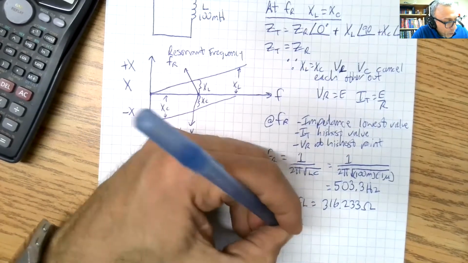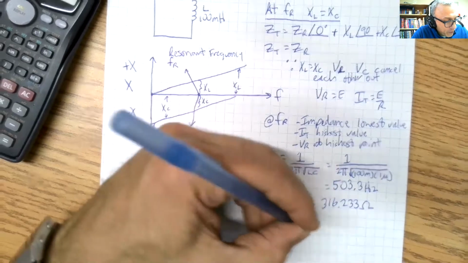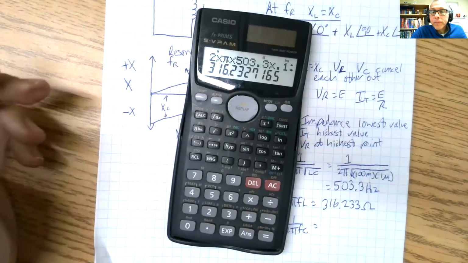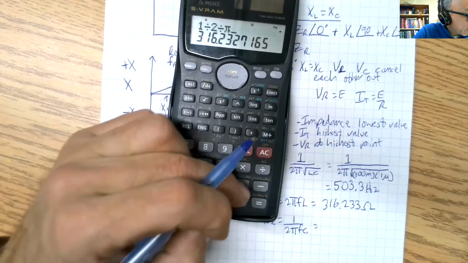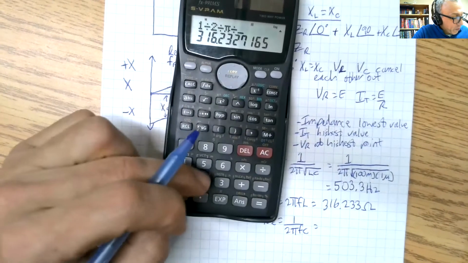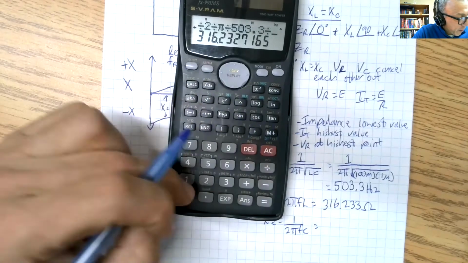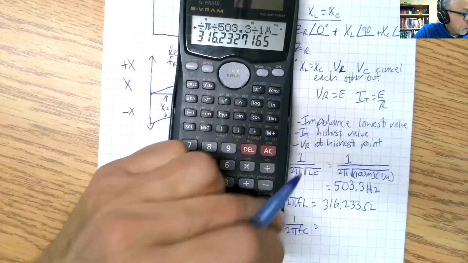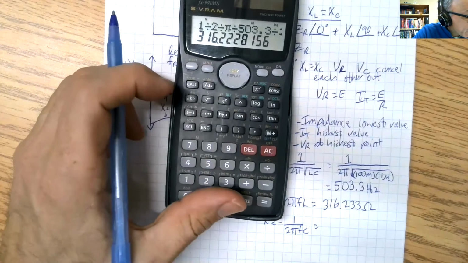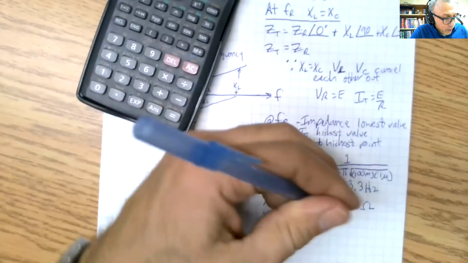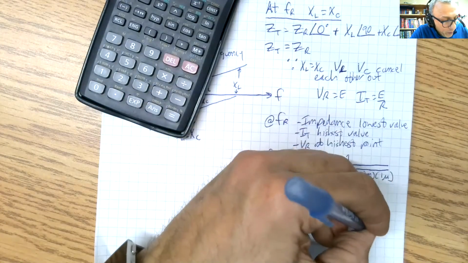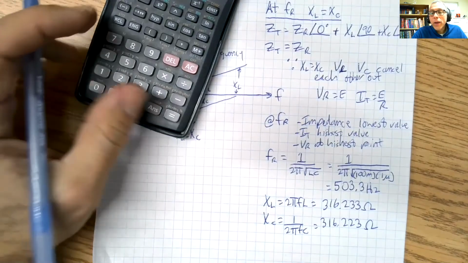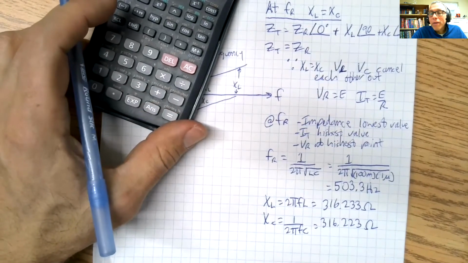And then XC is 1 over 2 pi FC, which is, if we work that on here, 1 divided by 2 divided by pi divided by 503.3 divided by 1 micro. So we get the same, 316.223. So we're off by 0.01 because of rounding, okay? So that's what we have there.